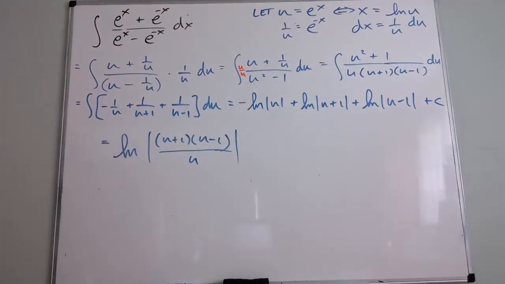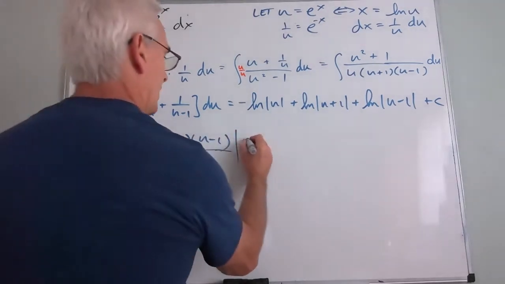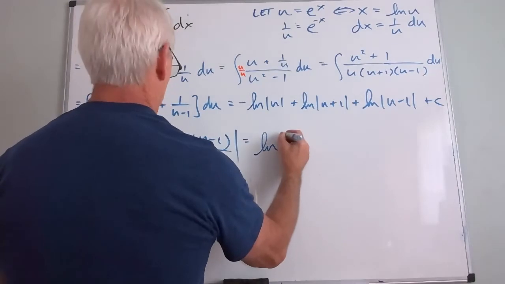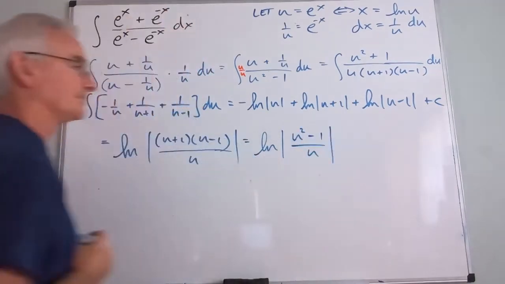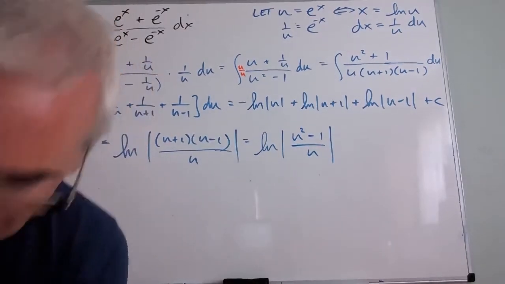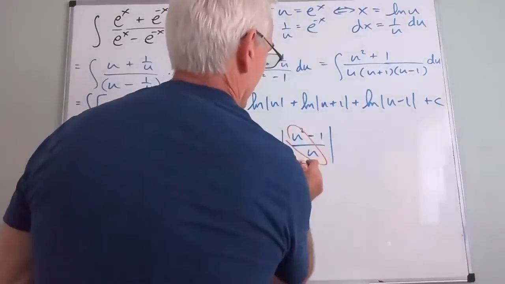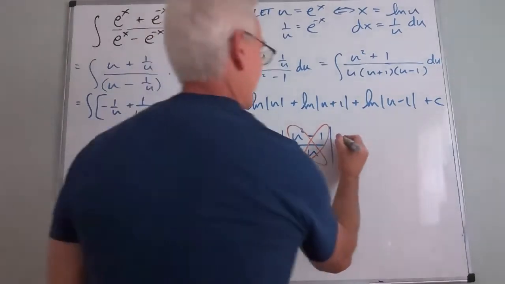Wow, is that better or worse? Well, actually, I can make this way better. Multiply out your top. And now what have you got? U squared minus 1 over u. Now, my favorite algebraic process. If I do that, now what have I got?